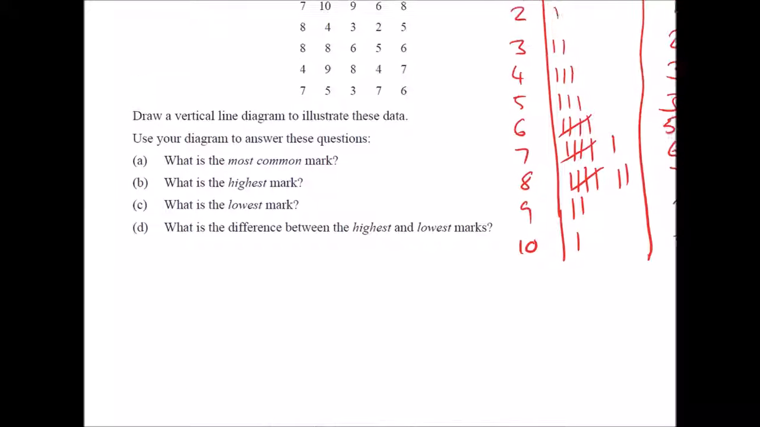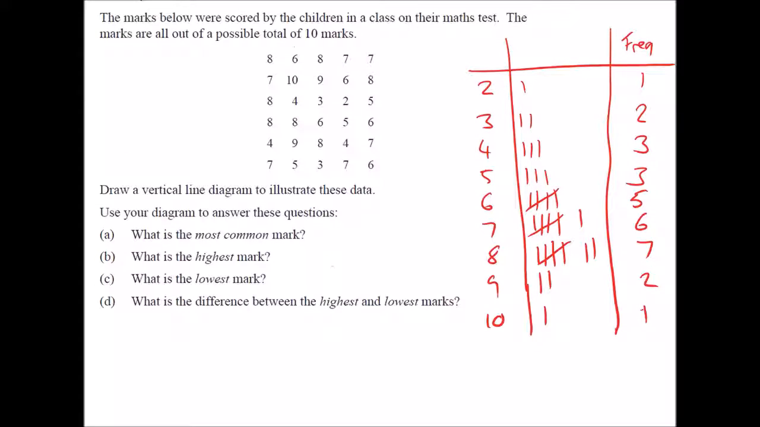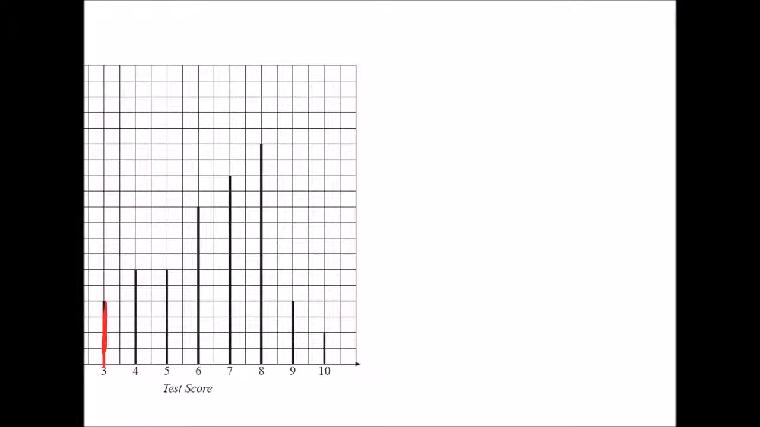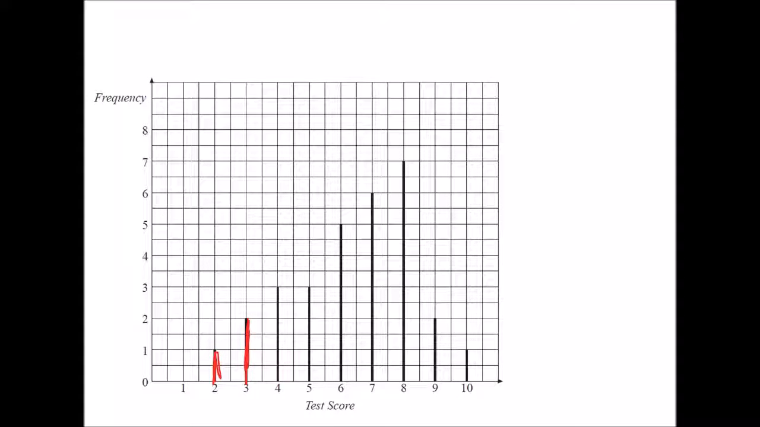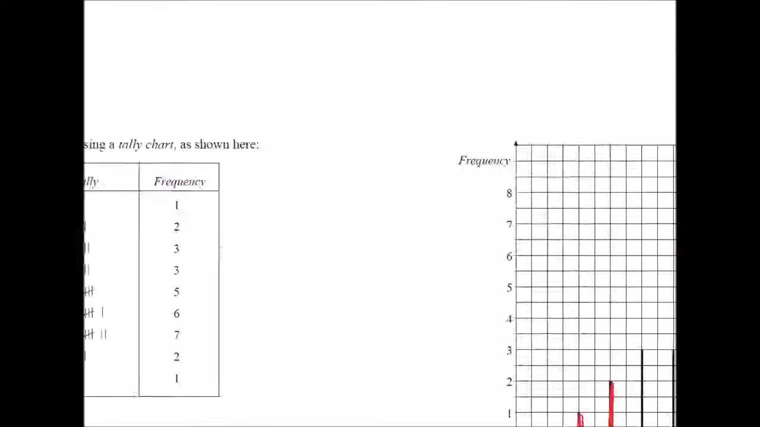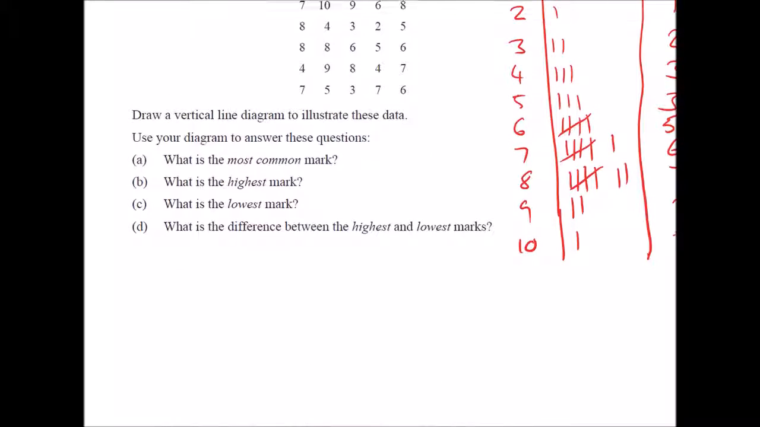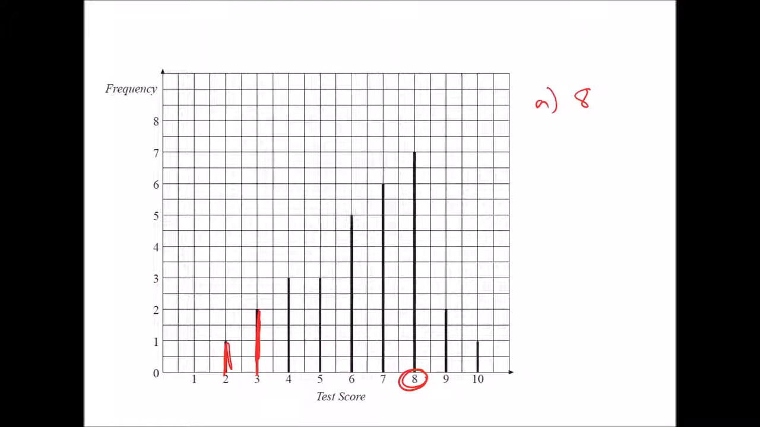Now going on to some of the questions here. The first question is, what is the most common mark? Well, if we look at this, it's going to be an 8, isn't it? There's 7 of those 8s, so 8 is going to be the answer to part A. Part B is, what's the highest mark? Well, of course, 10 is the highest mark. The lowest mark, which is part C, is 2.